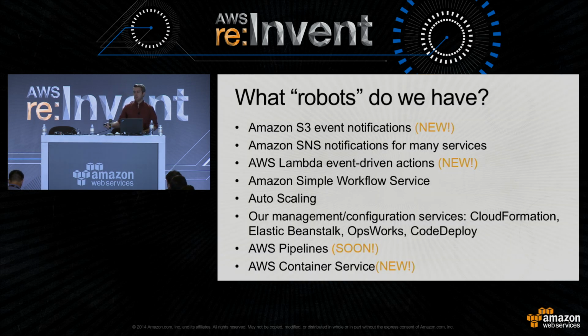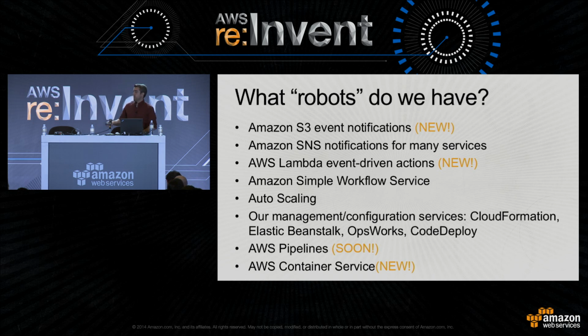There's a couple that we announced today, right? S3 event notifications, Lambda event-driven actions that you can take. There's tools like Simple Workflow that you can use to put together very complicated workflows. There's pipelines, or CodePipeline, that we briefly announced earlier yesterday. Didn't go into it in this talk because I want something you guys can actually act upon after today.